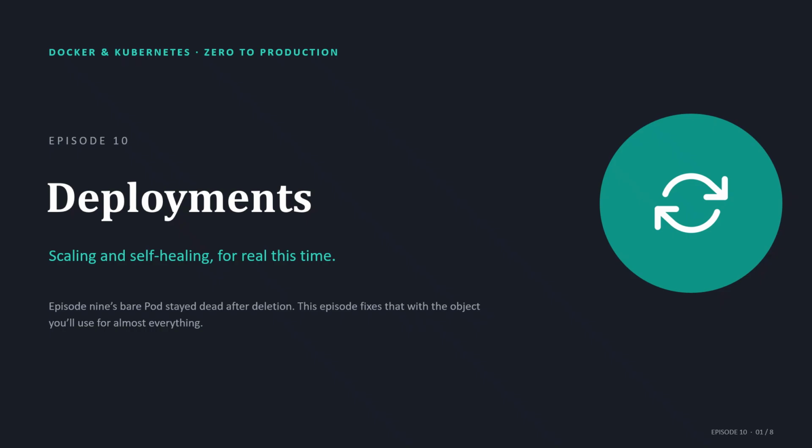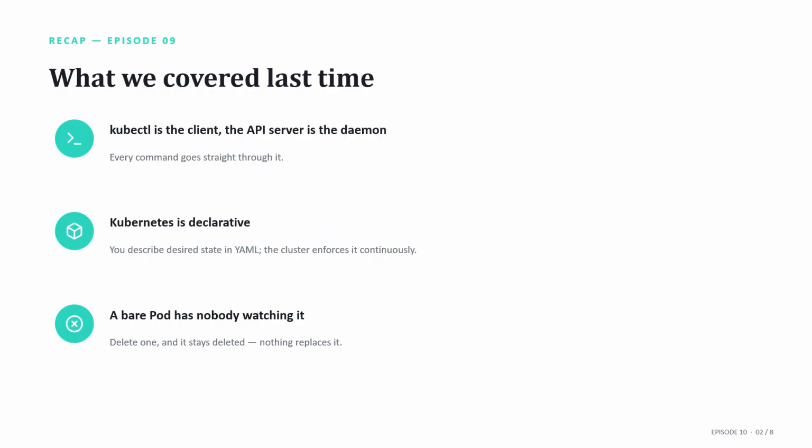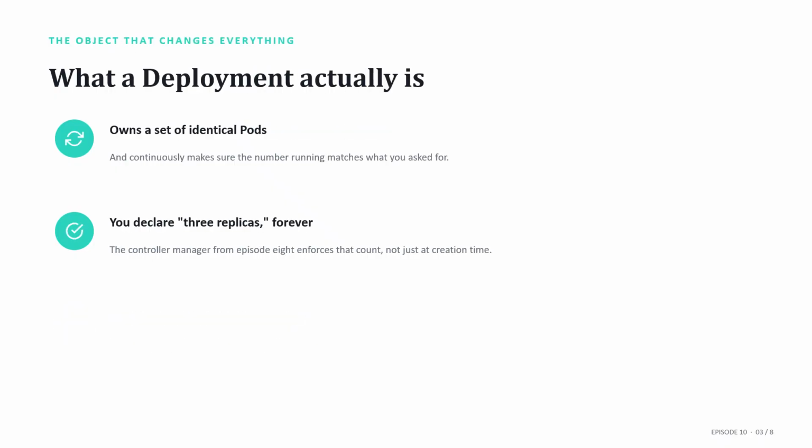In episode 9, you deployed a bare pod, deleted it, and watched it stay gone. Nothing was watching over it. This episode, we fix that with the object you'll actually use for almost everything, the deployment. A deployment is a Kubernetes object that owns a set of identical pods and continuously makes sure the number running matches what you asked for. This is the controller manager's job from episode 8, made concrete. You declare 3 replicas of this, and Kubernetes enforces that number forever, not just at creation time.